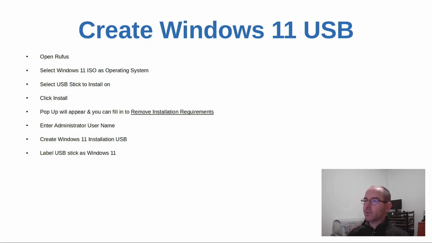So we're going to open Rufus. We're going to select the Windows 11 ISO that we downloaded. We're going to select the USB stick to install it on. We're going to click install. Then a pop-up will appear, and you're going to remove all of the Windows 11 requirements. Then you're going to enter an administrator username and create the Windows 11 installation USB, and then label the USB stick as Windows 11. I'm going to show you how to do that now.